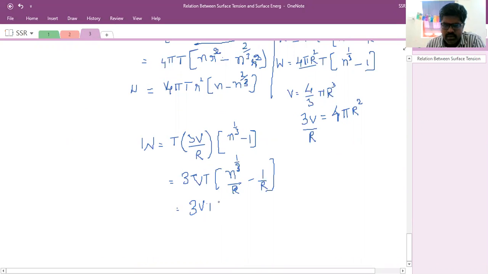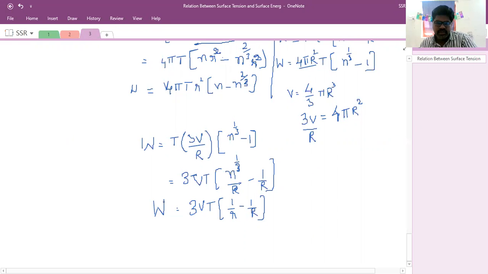That means you can write 3Vt into 1 by small r minus 1 by capital R. This is in terms of two radii, smaller drop radius and bigger drop radius. 3Vt into 1 by small r minus 1 by capital R. Are you clear this equation? In terms of volume, we found V is the volume, T is the surface tension, not temperature. Are you clear this?